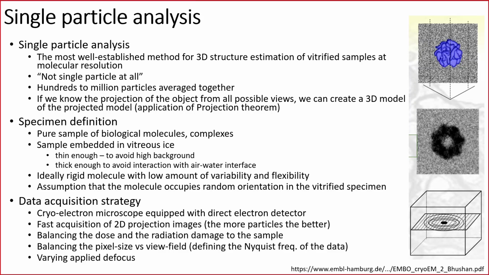The reconstruction process relies on the so-called projection theorem, or the application of the projection theorem, where we know that if we know all the possible views, or all the possible projections, of a 3D object, we can assign the correct orientations of these views, then we can reconstruct the whole full 3D model. This is shown here on the side: if we have a 3D object, we are irradiating it by electrons, we are getting a 2D projection image.